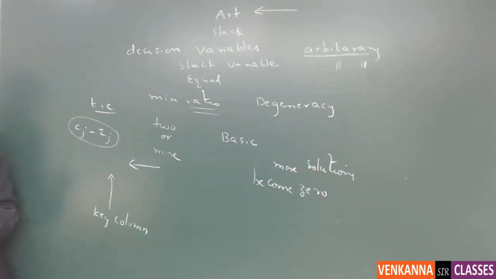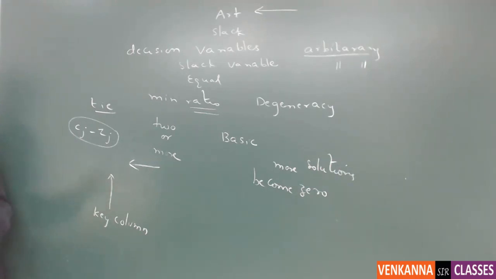In selecting the key row, if the ratio becomes negative, that is also a degenerate case. We can have infeasibility at that point, so we won't consider the negative ratios there. We always consider zero or positive ratios, the non-negative ratio. Whether the ratio is undefined or negative, we won't consider it.